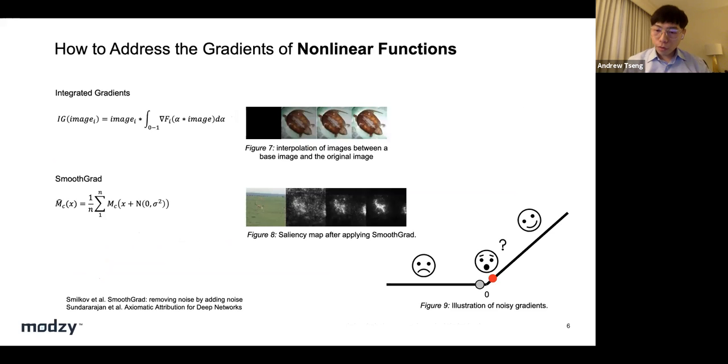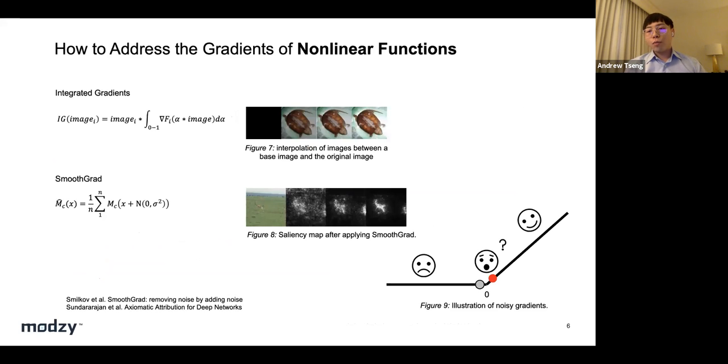So let's first focus on figure 9. As you see, this is a ReLU function centered at 0, which has a slope of 0 in the negative range and a slope of 1 in the positive range. So let's say I fed a terrapin, an image of a terrapin like the one in figure 7, inside a black box model.